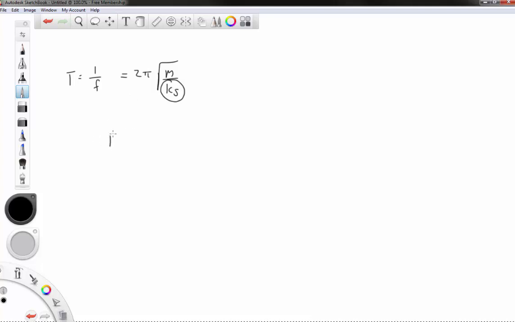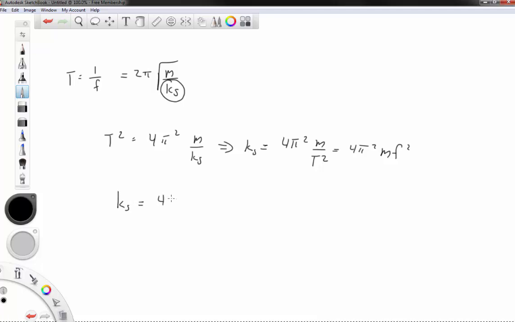So solve. t squared is 4 pi squared m over ks. Therefore, ks must be 4 pi squared m over t squared. And m over t squared is the same thing as 4 pi squared m f squared. Okay, so spring constant in this case should be 4 times pi squared times our mass was 1.0 kilograms times the 0.25 inverse seconds squared. So that gives us about 2.47. We only had two significant figures, so we need 2.5.